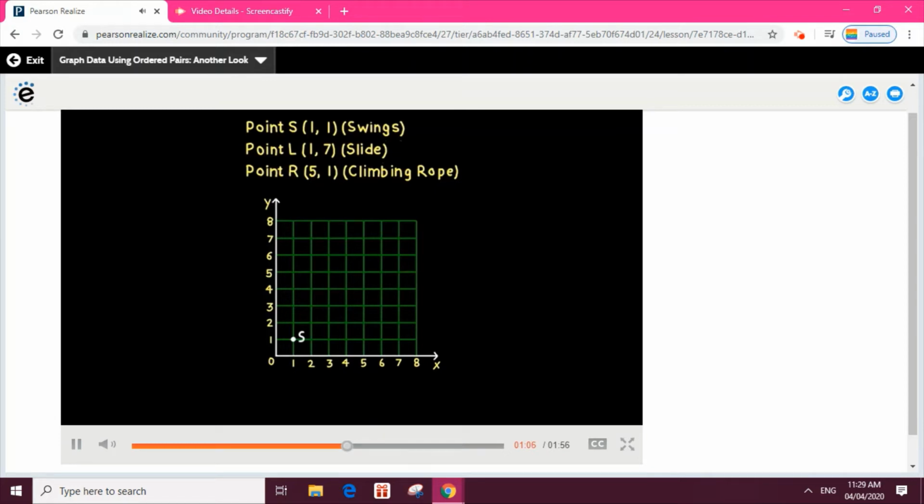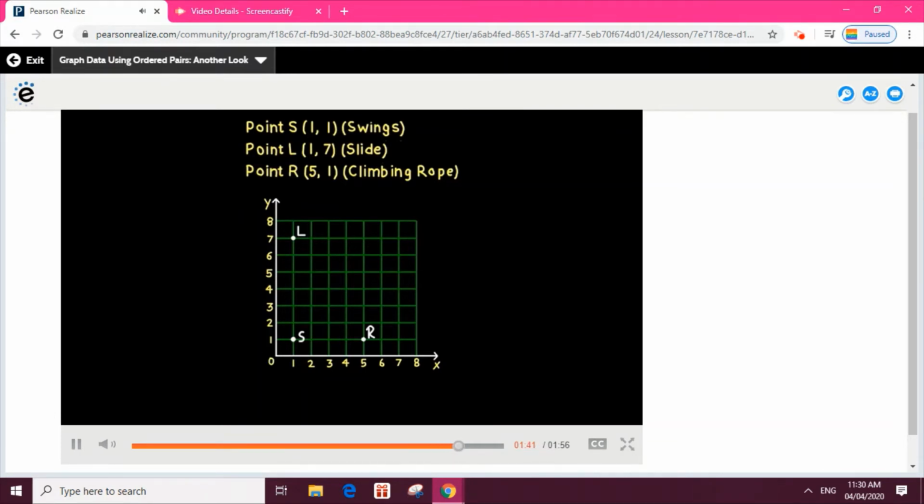The x-coordinate is 1, so we go 1 unit over to the right, and the y-coordinate is 7, so we go up 7 units, like so. We mark that spot with an L. Good! Only 1 more to go. It's the climbing rope. It's at the coordinates 5, 1. So we go 5 units over to the right and up 1 unit. And we graph that with a point and label it R.